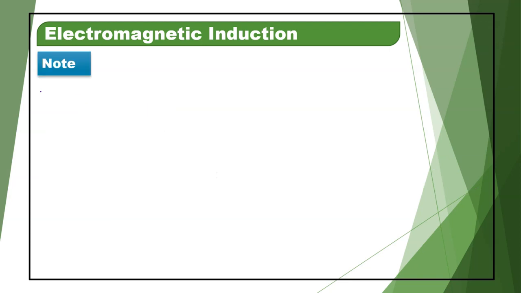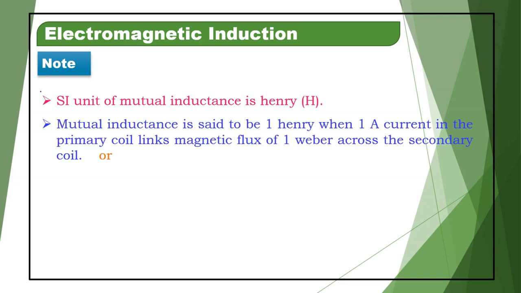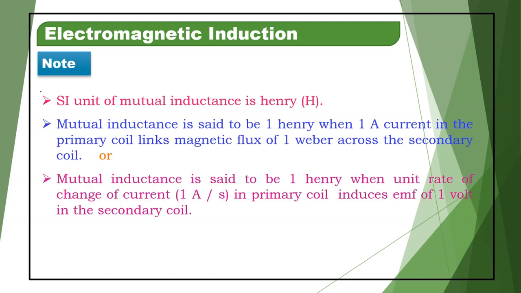Next, we have a note. The SI unit of mutual inductance is the Henry. Mutual inductance is said to be 1 Henry if 1 ampere current in the primary coil links a magnetic flux of 1 Weber across the secondary coil, or if a unit rate of change of current, that is 1 ampere per second, in the primary coil induces an EMF of 1 volt in the secondary coil.